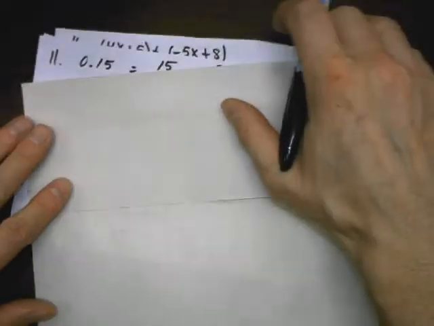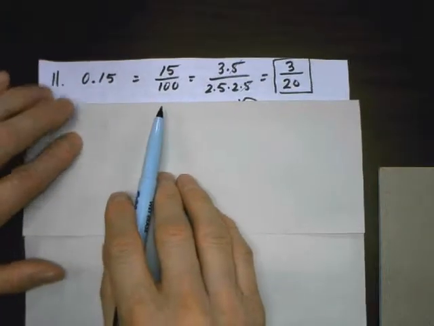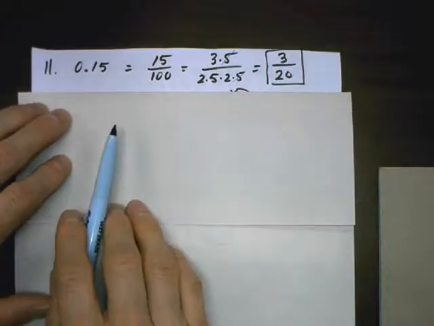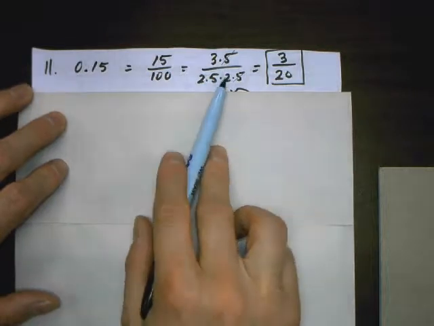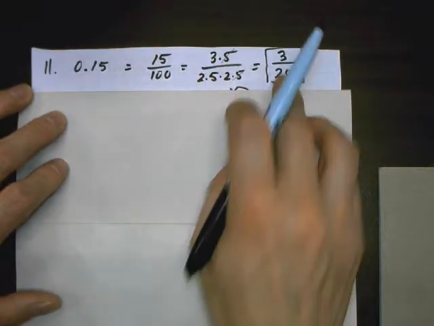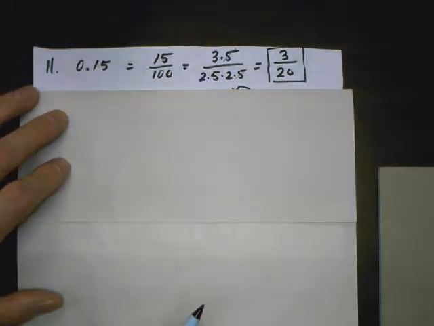Number 11, we're going to write 15/100ths as a fraction. So the way we do that is we write it as 15 over 100. Then I do my factor trees and cross out my 1s, and my fraction will already be reduced.